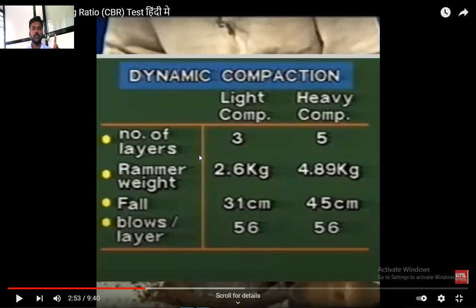So I will tell you now for the light compaction. In the light compaction, we are compacting the soil into 3 layers by using the rammer of weight 2.6 kg, which is falling from a height of 31 centimeters. And here we are going to give the number of blows, or the number of compactions, as 56. In the heavy compaction test, we are using 5 layers. Then we are using the rammer of 4.89 kg, and the falling height of that rammer is 45 centimeters, and the number of blows given is 56.